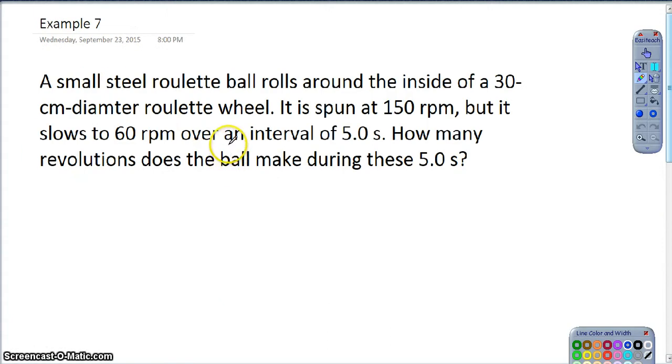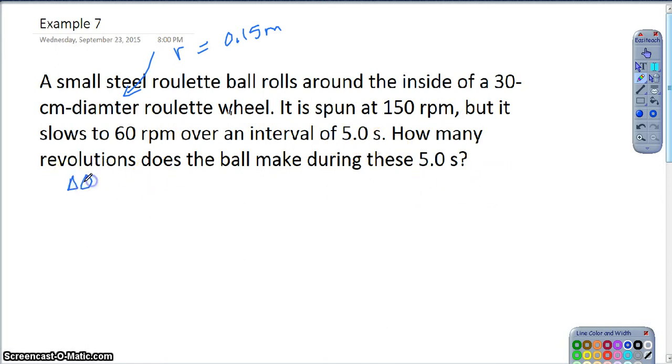Okay, so example 7 here is one of the examples where it will be helpful to remember our angular kinematics equations. So just a little bit of a tip off there as we go through. But anyway, they give us the diameter, so we know the radius would be 0.15 meters. They give us the velocities here in RPM, which again is revolutions per minute. So it's spun at 150 RPM, it slows down to 60 RPM over an interval of 5 seconds. How many revolutions does it make during that interval?